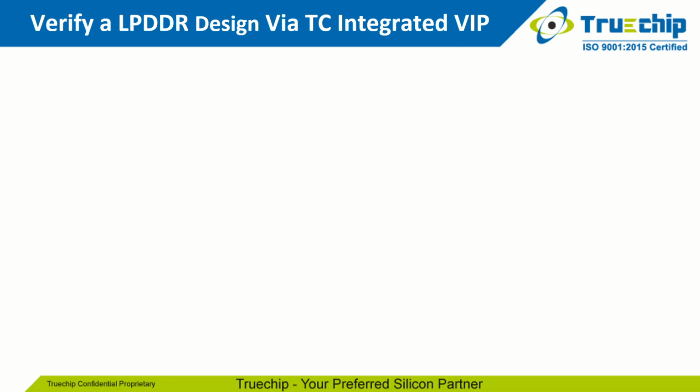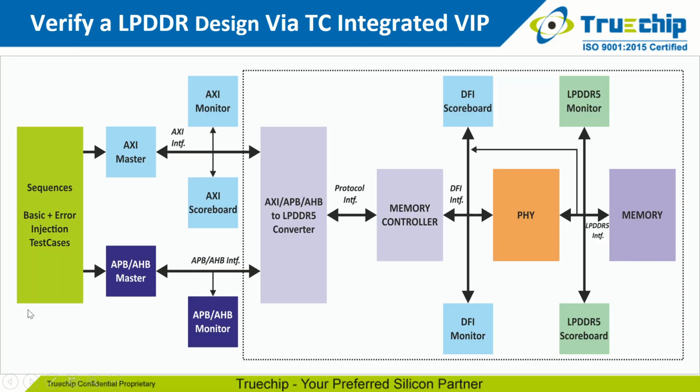So how can we verify LPDDR design using Truechip integrated VIP? Here we can see the architecture of LPDDR5 VIP. From the left hand side, it starts with sequences with basic plus error injection test case blocks, through which transaction of AXI is transmitted to AXI master and transaction of AHB or APB to AHB or APB master, which are in sky blue and dark blue color.